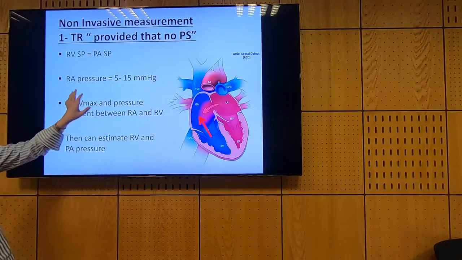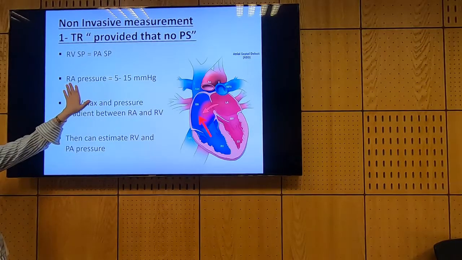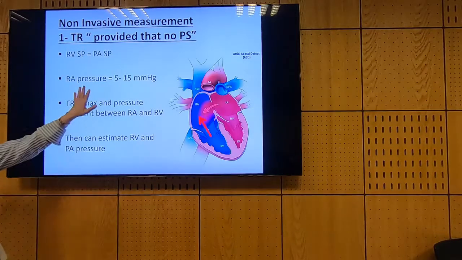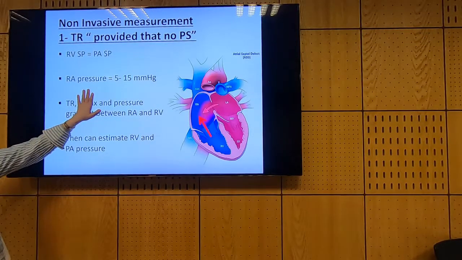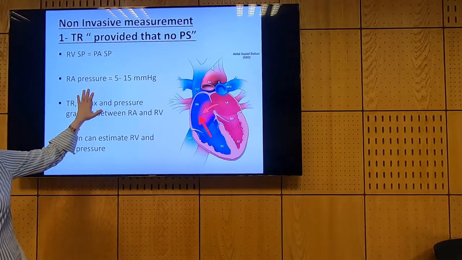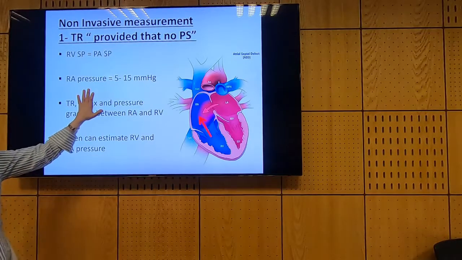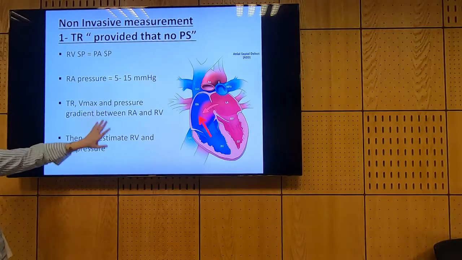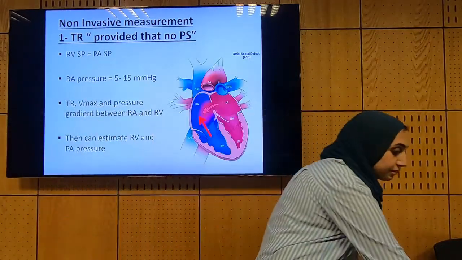Keep in mind that the right atrium pressure will be at the lowest 5 and at the highest 15. So if you have a normal right atrium, it is around 4 or 5. And if it's the biggest right atrium that you ever see, it will be around 15. So now we have the pressure in one chamber, I mean the right atrium, so we can easily detect the right ventricle pressure. Is it clear? We will work it out with numbers.